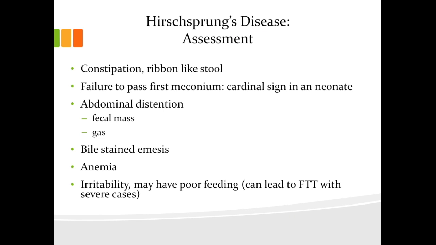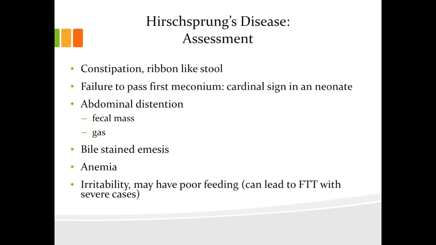So the history that this kid is going to come in with is chronic constipation and passing ribbon-like stools. Sometimes we diagnose this at the time of birth because the baby fails to pass meconium, and that's a cardinal sign in the neonate. And then we can fix it and they're fine. But other kids aren't going to be diagnosed until they're older.